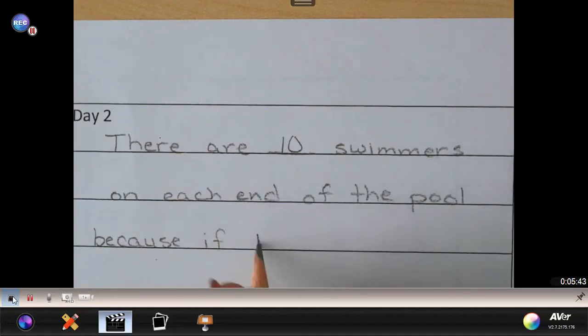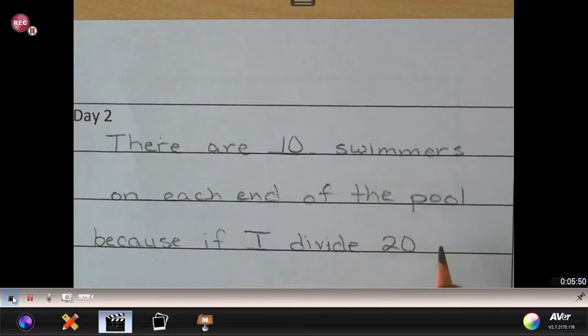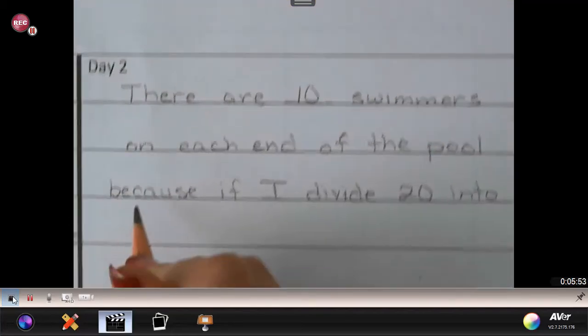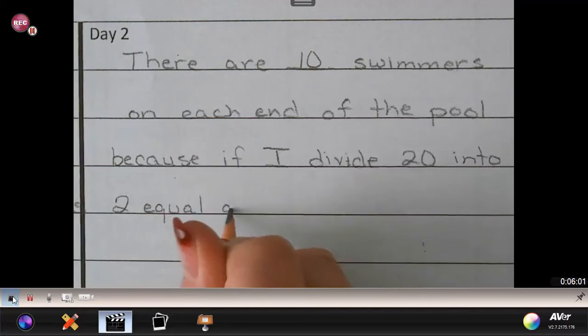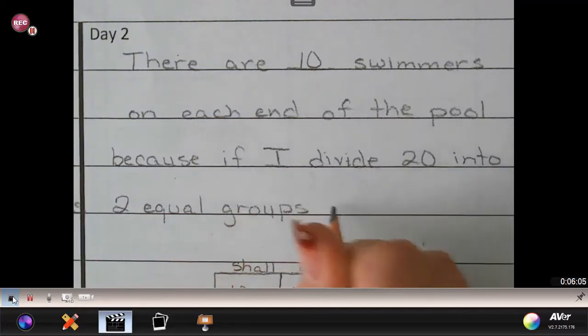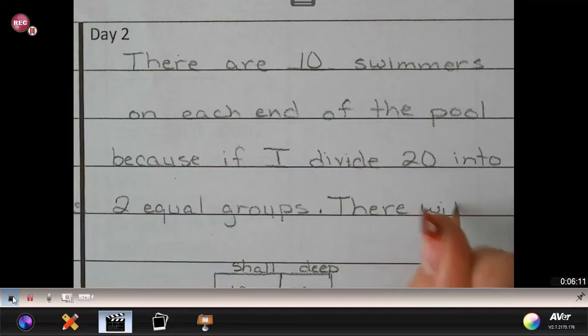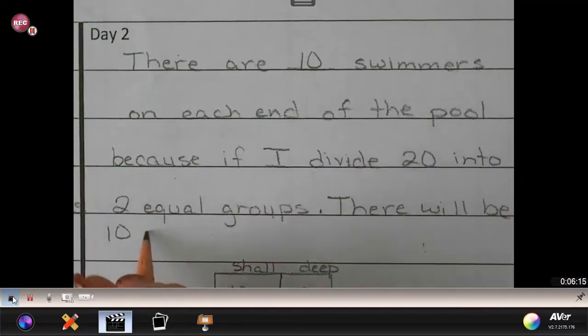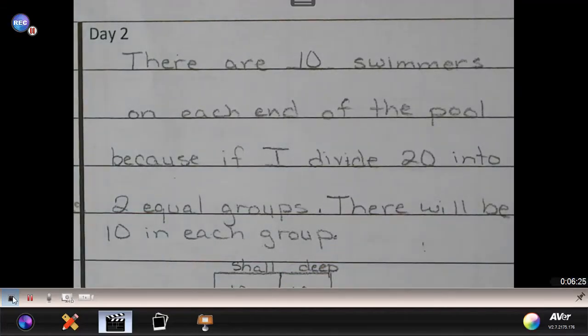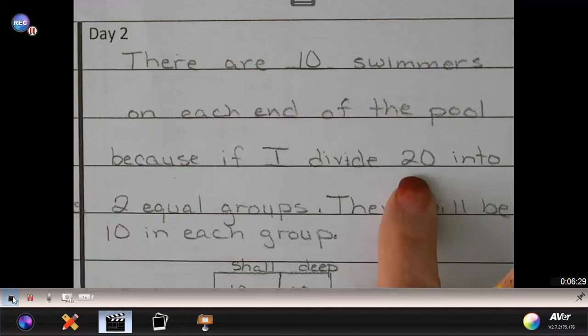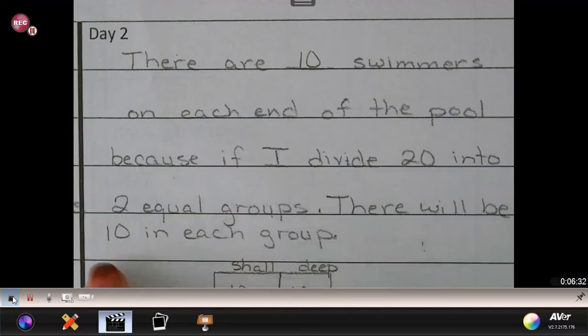because if I divide 20 into 2 equal groups, there will be 10 in each group. And so now we've taken our understanding of multiplication and used it in reverse to take the total, put it into groups, and now we know the number in each group.